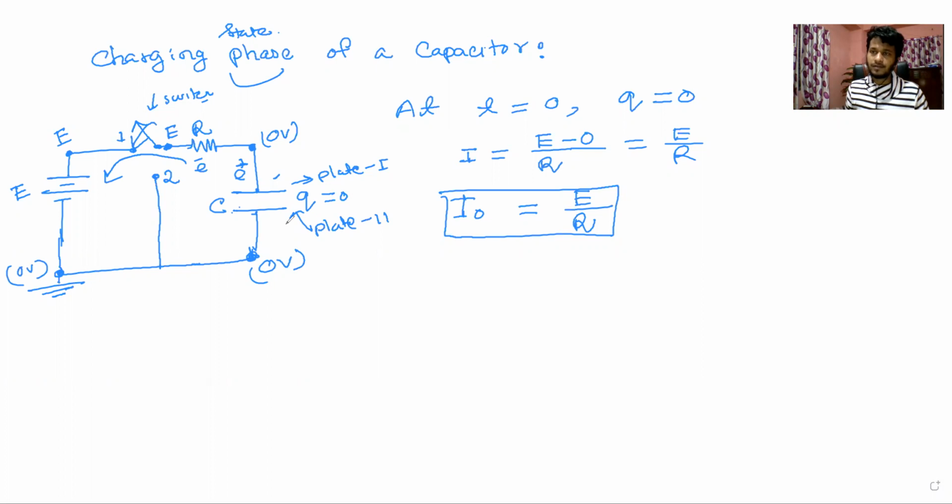There will be a lack of electrons on plate 1, and there will be an excess of electrons on plate 2, isn't it? If there is a lack of electrons at plate 1, then plate 1 will get positively charged, isn't it? Lack of electrons means positive charge. Excess of electrons means negative charge. So plate 2 will be negatively charged, right? Because there will be an excess of electrons on plate 2.